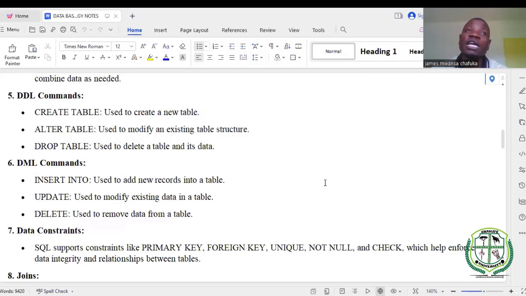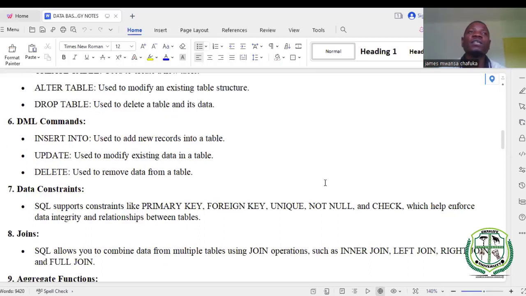And then there is also an aspect of alter table, which is used to modify an existing table structure. And then there is also an aspect of drop table, which is used to delete a table and its data. So when you work on drop table, it will actually delete the table and its data. And then we also have data manipulation language commands.